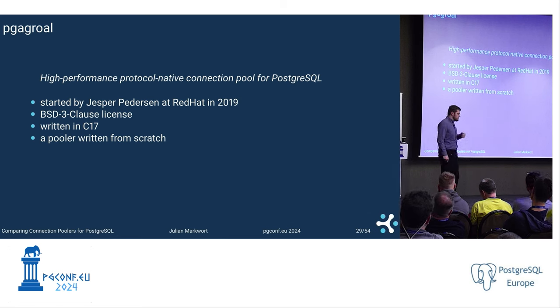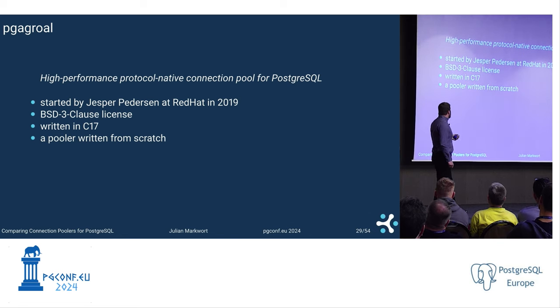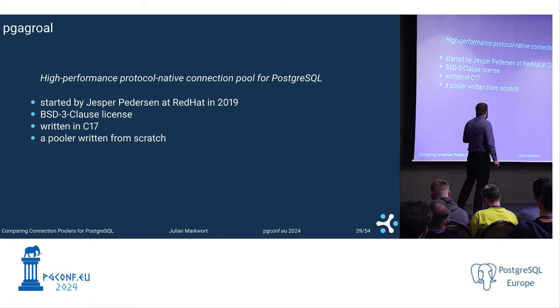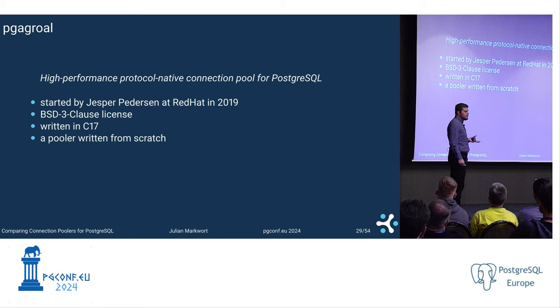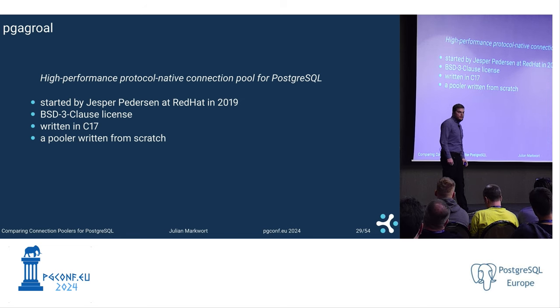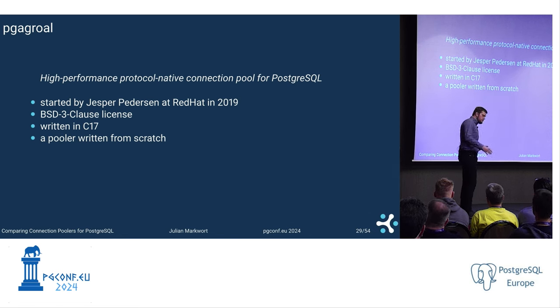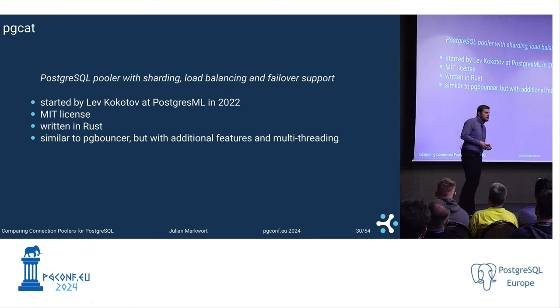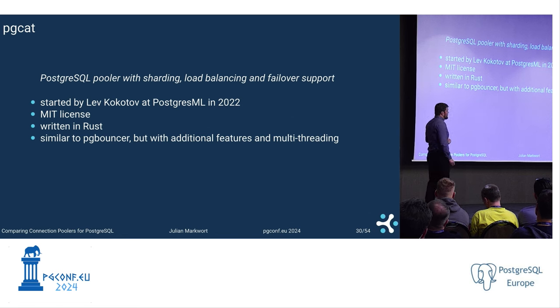Then there's pgagroal, named after a tourist town in Portugal, and it describes itself as a high-performance protocol-native connection pooler for PostgreSQL. And it was started by Jesper Pedersen, again, same disclaimer, at Red Hat in 2019. It's released under the BSD3 clause license, written in C17, so some new fancy C features that they are using. And it's basically a pooler written from scratch, not taking into consideration a lot of the preconceptions that others had from working with pgbouncer for a long time, it seems. And then there's pgcat, which describes itself as a PostgreSQL pooler with sharding, load balancing, and failover support.